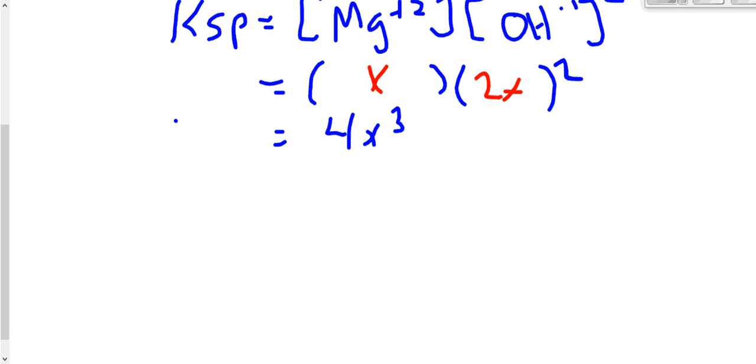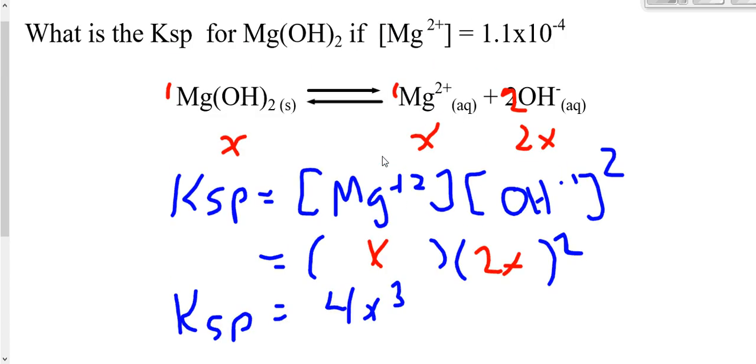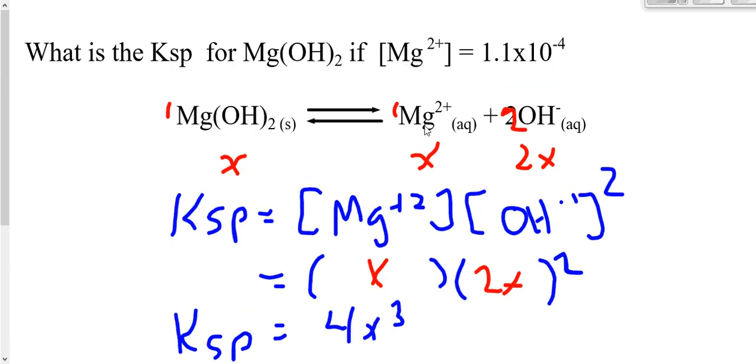I'm just going to keep this down here, bring this down. Ksp equals 4x cubed. Now, this question is asking us to find the Ksp. We don't know what this is. Okay, so we do know one of the values of x, though. They told us the concentration of magnesium. The concentration of magnesium is x.